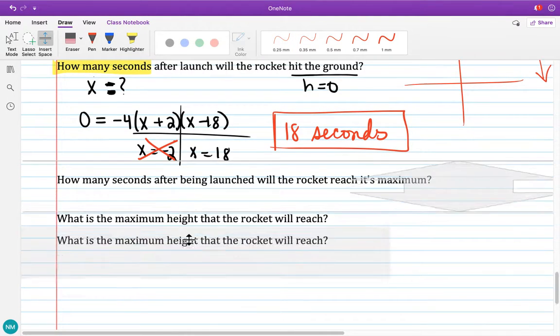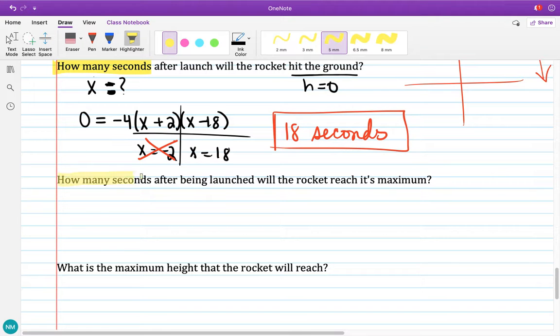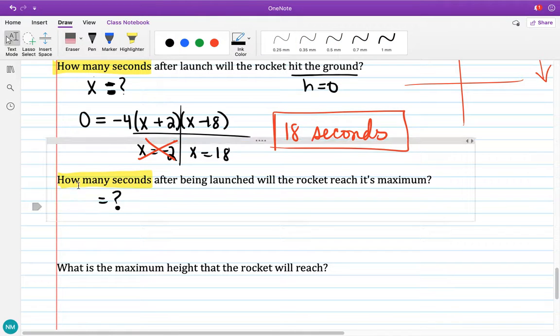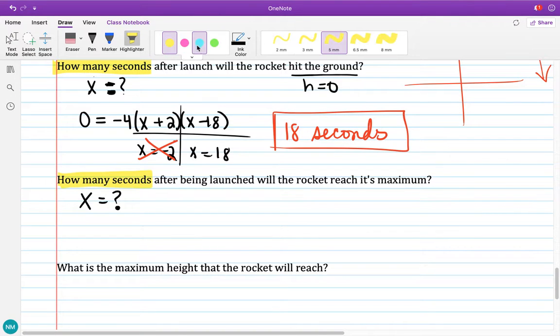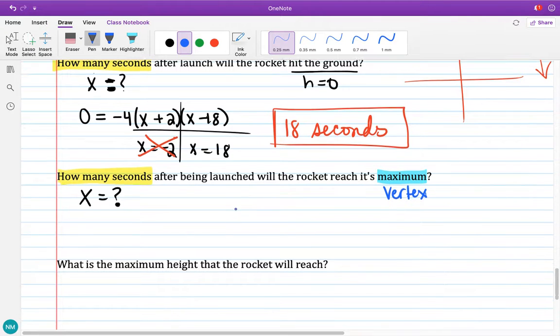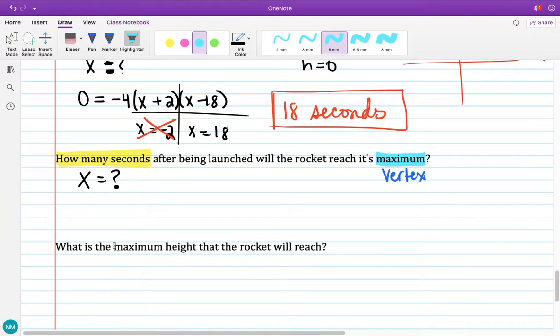And then here, how many seconds after being launched? So how many seconds? We're still dealing with t, right? So t equals question mark. Oh my God, x, but it's time. So x, t, time, whatever. After being launched, will it reach its what? Maximum. So that means we're dealing with what point? The vertex. And then here it says, what is the maximum height? So again, maximum, but it's asking for height. So it's asking what is h, but we're still dealing with the vertex.